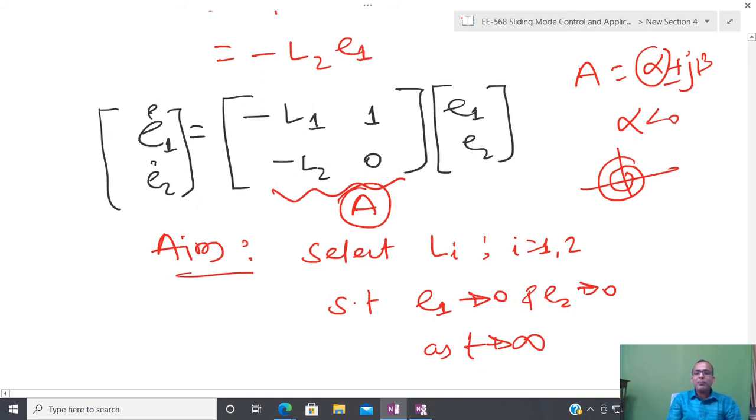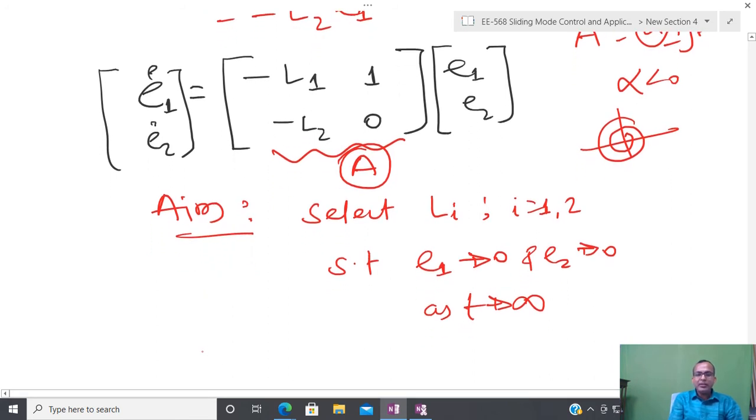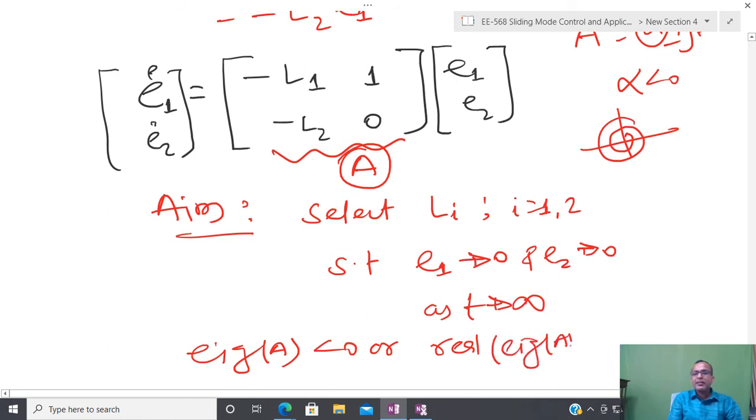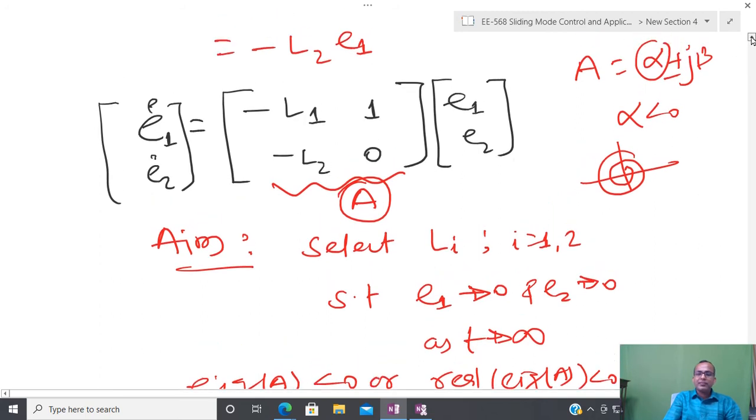So now the problem is pretty easy. I have to just select the eigenvalue of A to be strictly negative, or their real part, so the real part of the eigenvalue of A should be less than 0. So that is the design problem. In this way you are able to design the observer for the second order system.